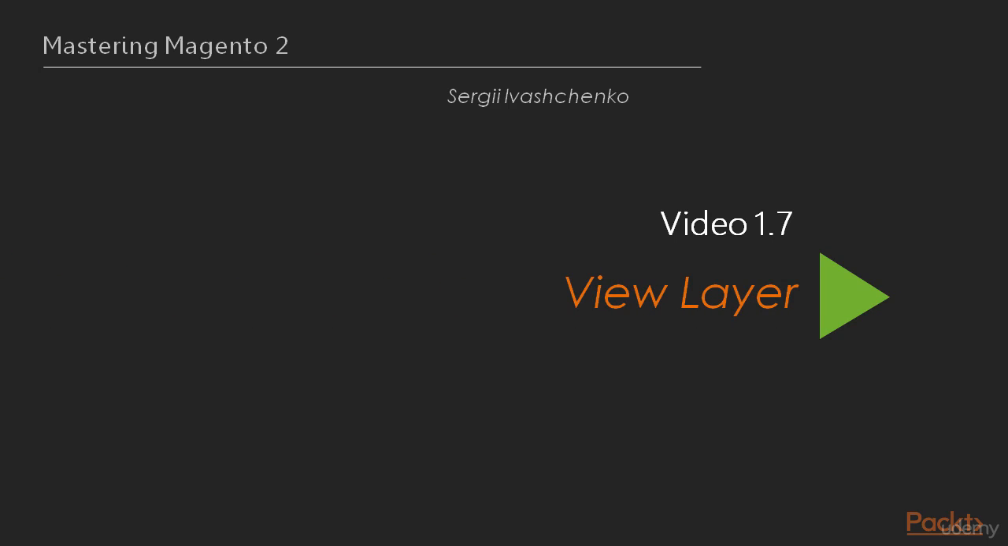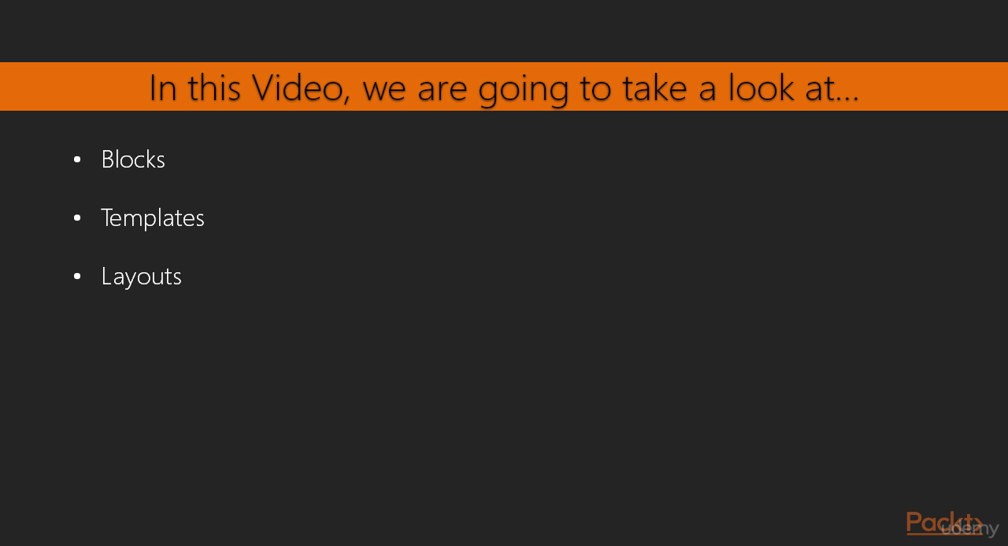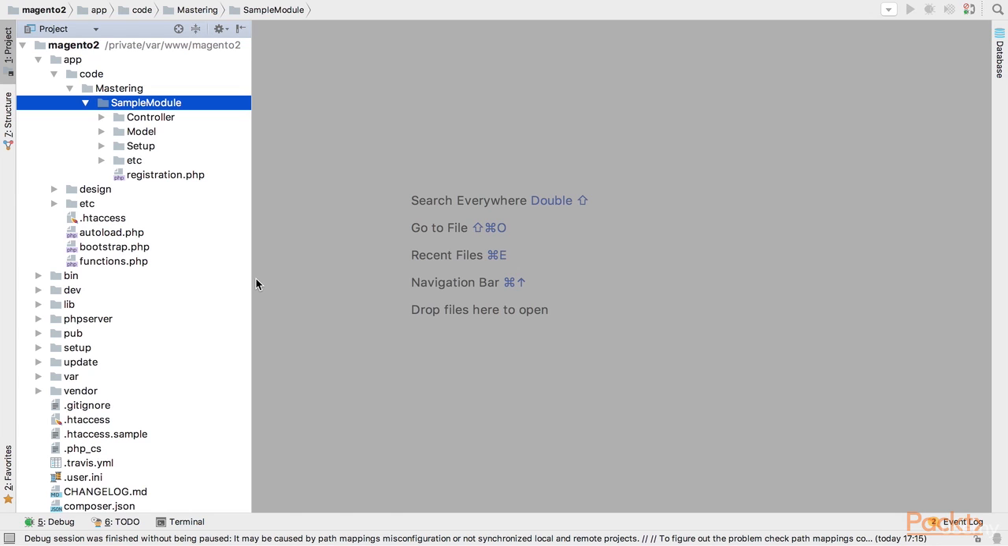This video is about the view layer of a Magento 2 module. This video is the last one in section 1, and we are going to integrate everything we have done in this section during this video. We will focus on blocks, templates and layouts. So let's start with blocks.